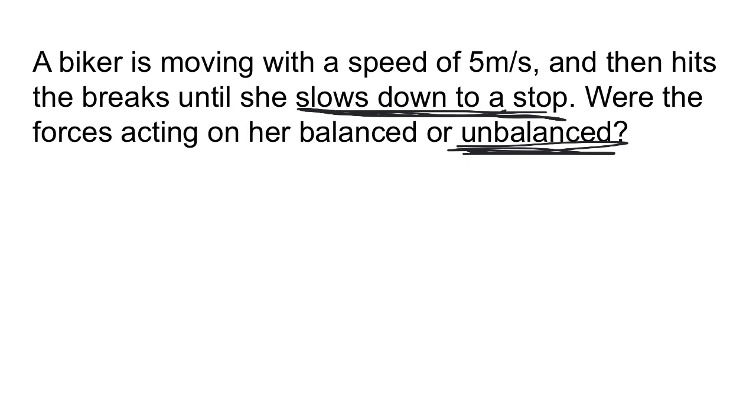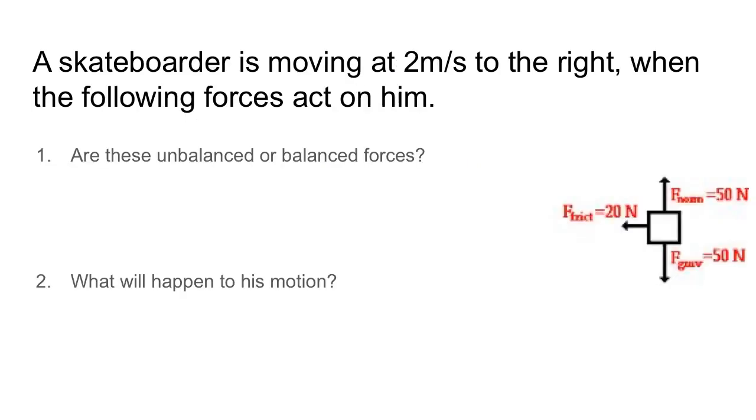So it's not just speeding up that involves a force acting on her, but also when we slow down, we have an unbalanced force acting on us. If the forces were balanced, we would be sitting at rest, or we would be moving at a constant speed. But since her speed changes, we do have an unbalanced force acting on this biker.